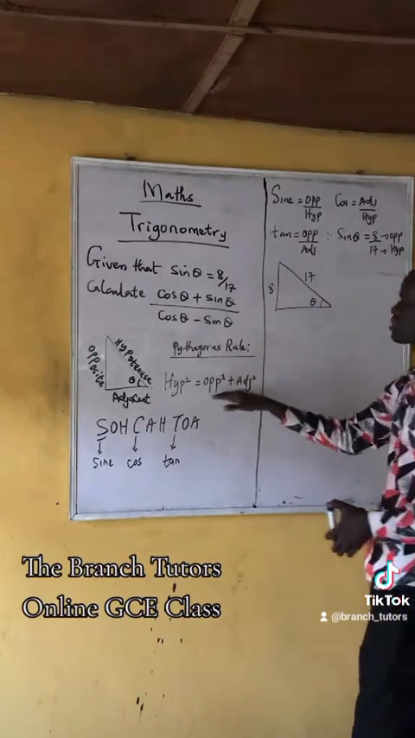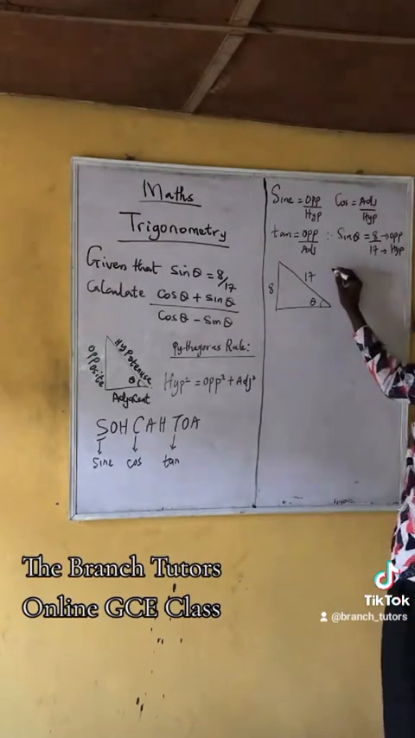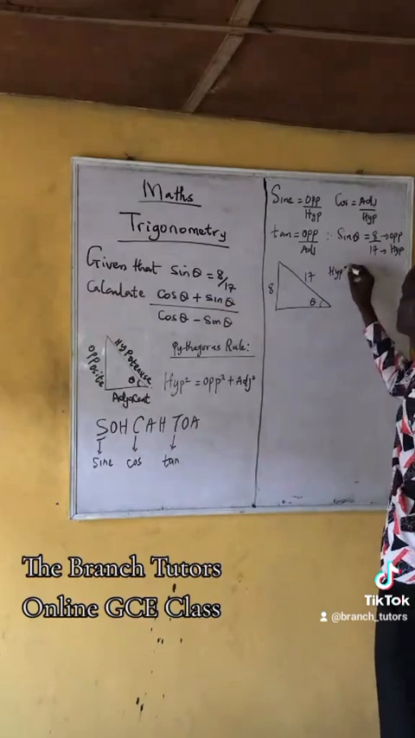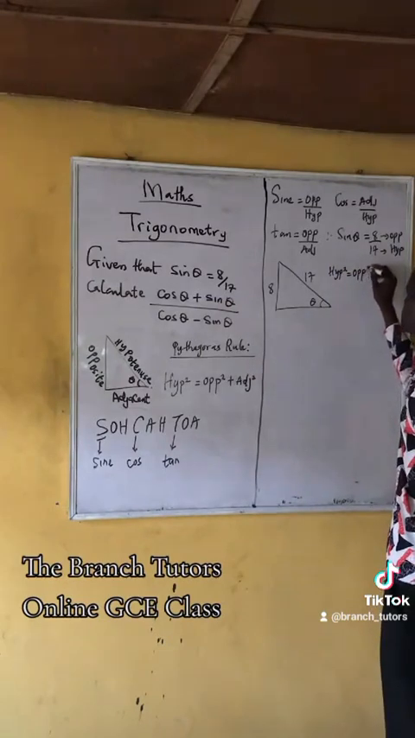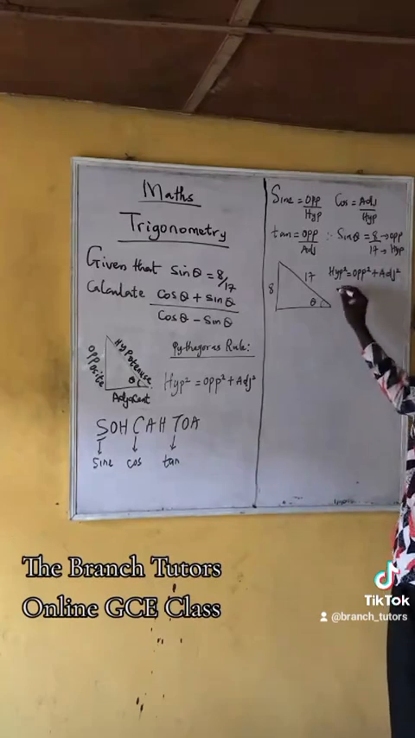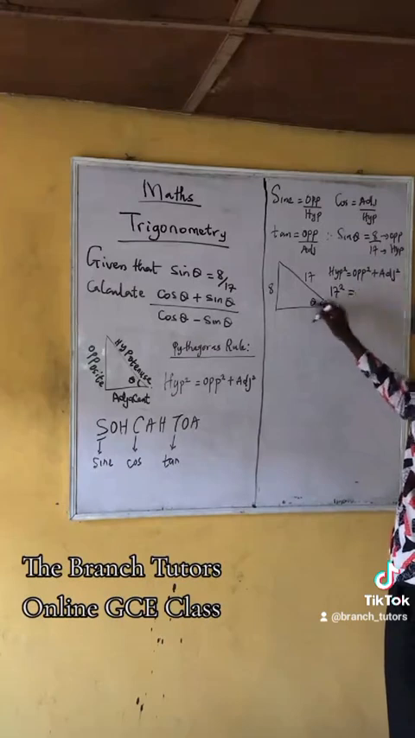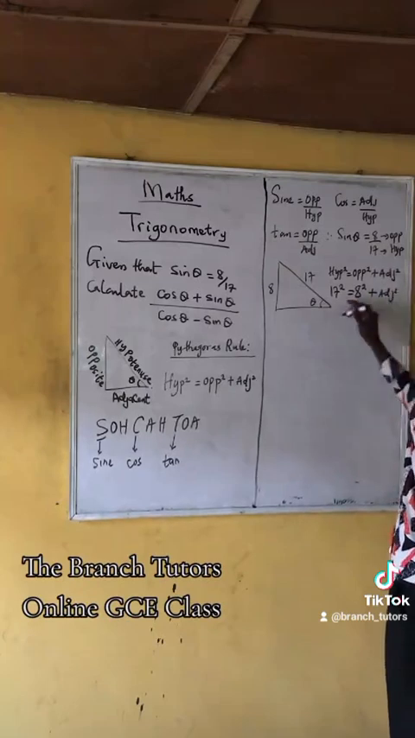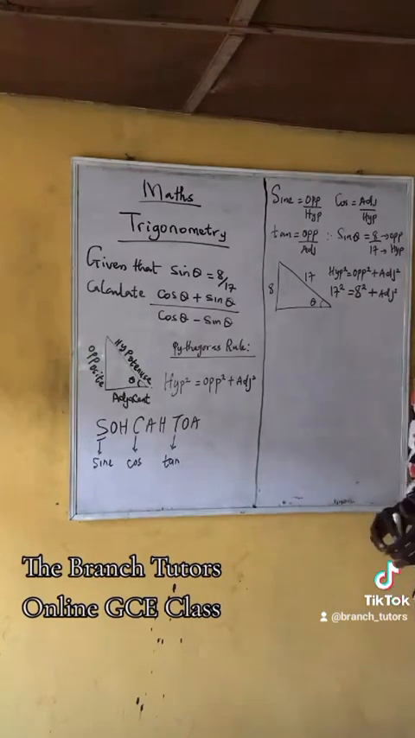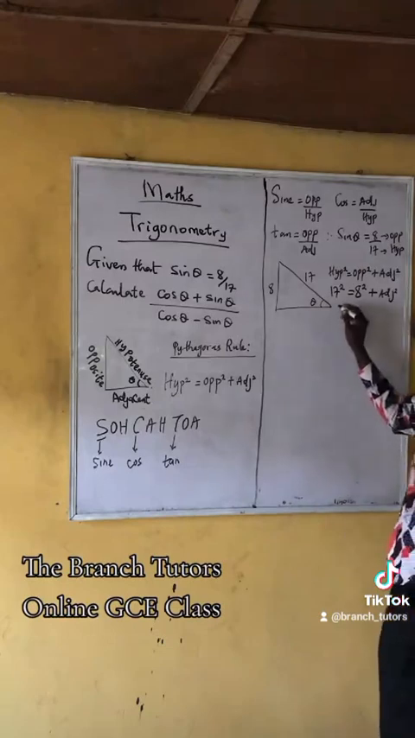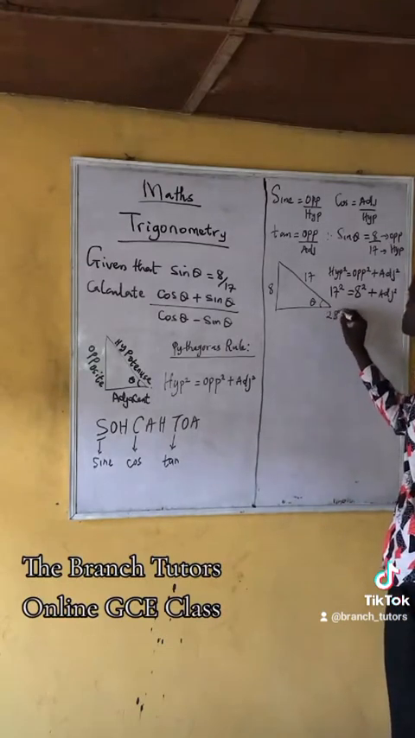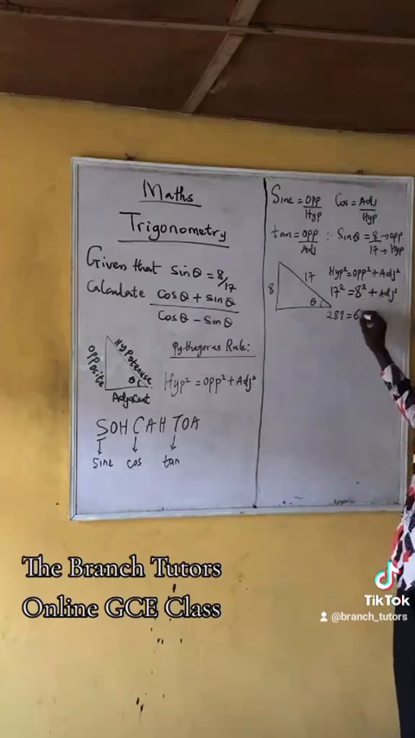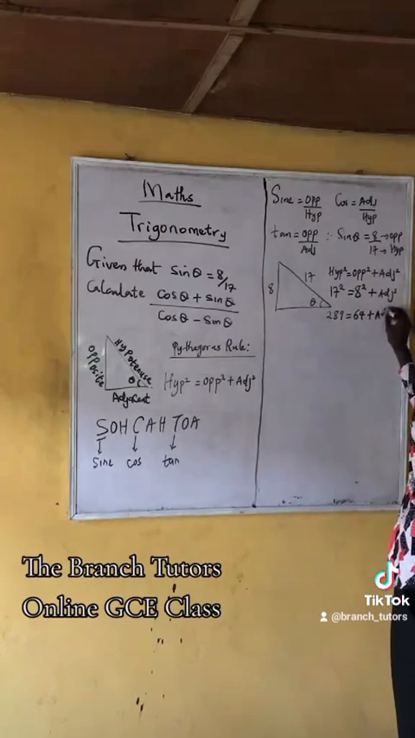Now let's come back to the Pythagoras rule, which is hypotenuse squared equals opposite squared plus adjacent squared. Our hypotenuse is 17, that is 17 squared. Our opposite is 8, that is 8 squared, plus adjacent squared, which is what we are looking for. 17 times 17 gives 289. 289 equals 8 times 8, which gives 64, plus adjacent squared.